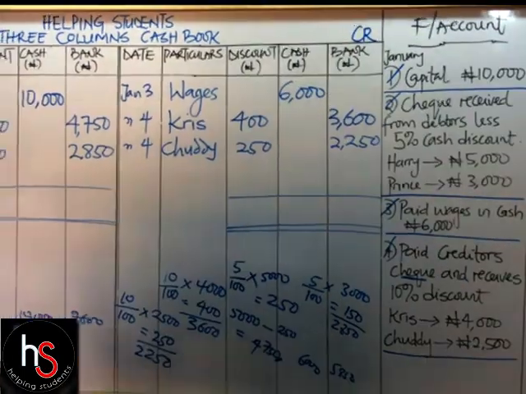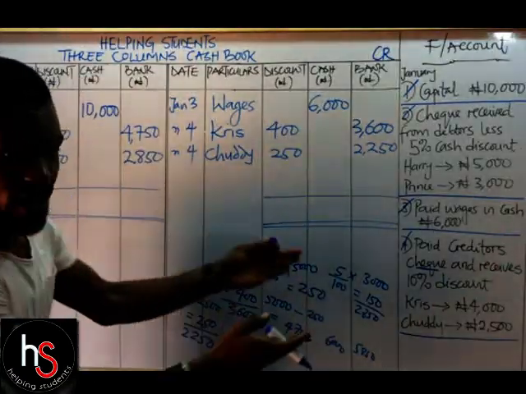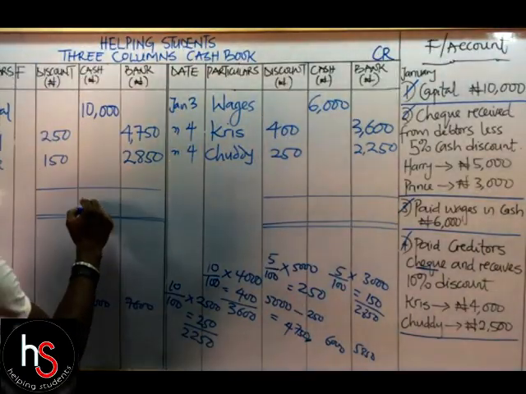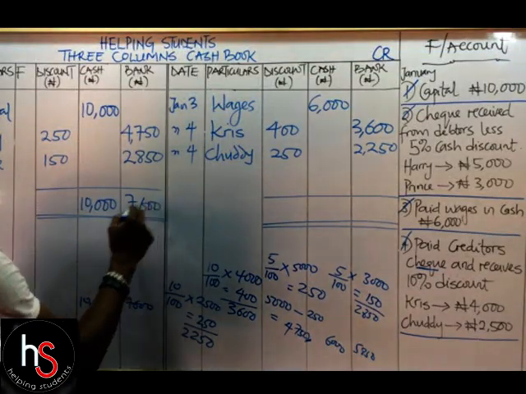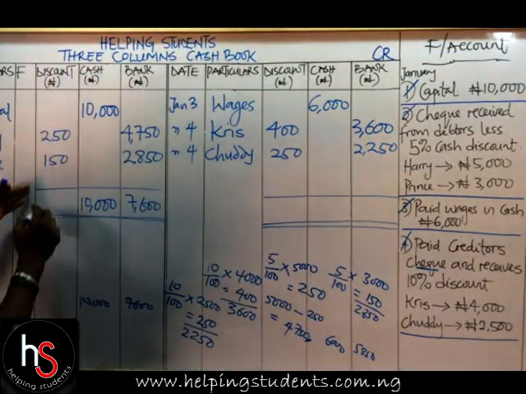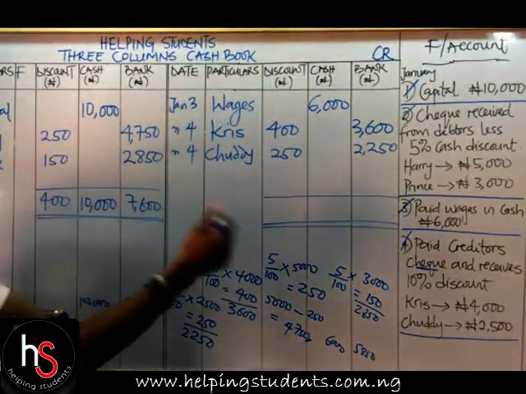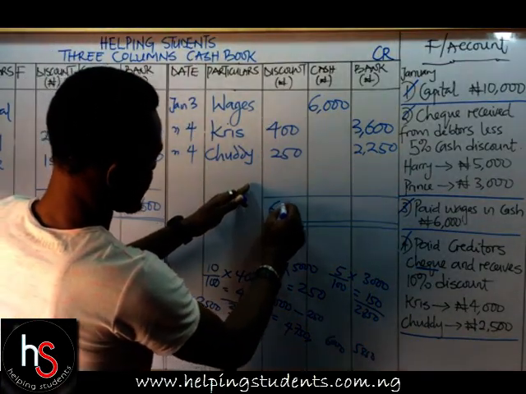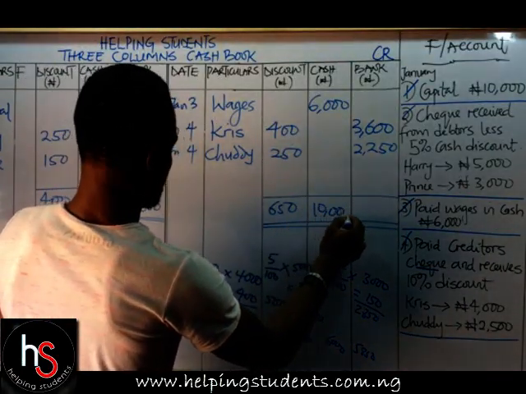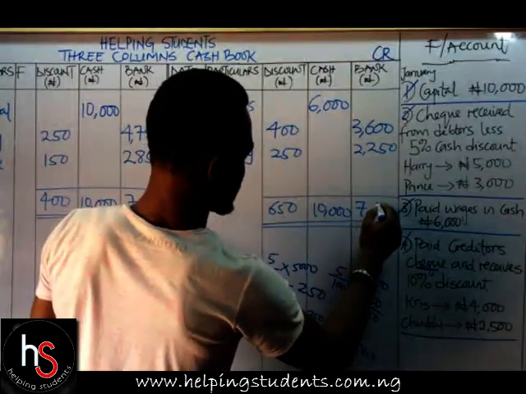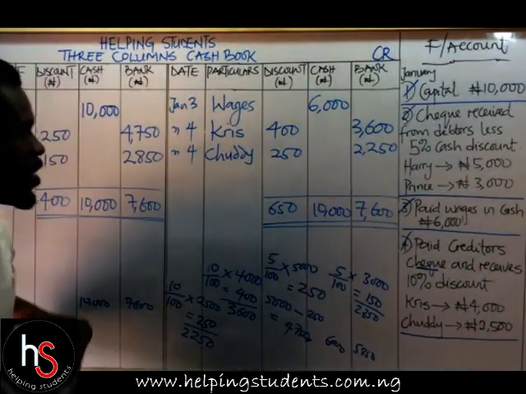So looking at these two entries, you find out that this is greater than. So you add 10,000, 7,600. Now, the discount we have here was what? 400. Coming to this section, we have what? 650 naira discount. This balance is still going there. We have 10,000 and we have 7,600. Now, what is the next thing we do?